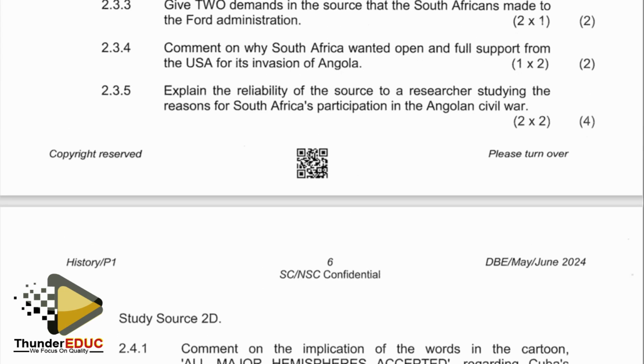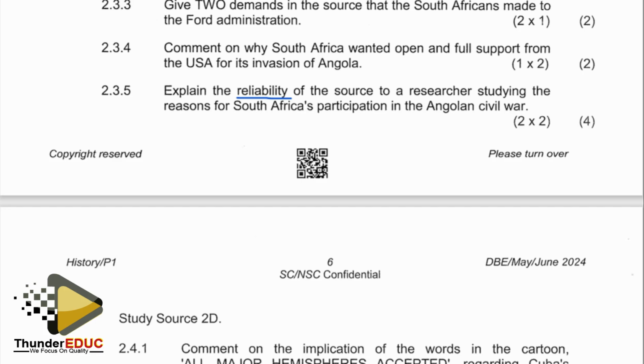2.3.5. Explain the reliability of the source to the researcher studying the reasons for South Africa's participation in the Angolan civil war. Right, we want to look at the reliability of sources. This question here is a little bit different from a question which is asking about usefulness, because usefulness and reliability sometimes are not the same. Something might be reliable but not useful, or something might be useful but not very reliable.